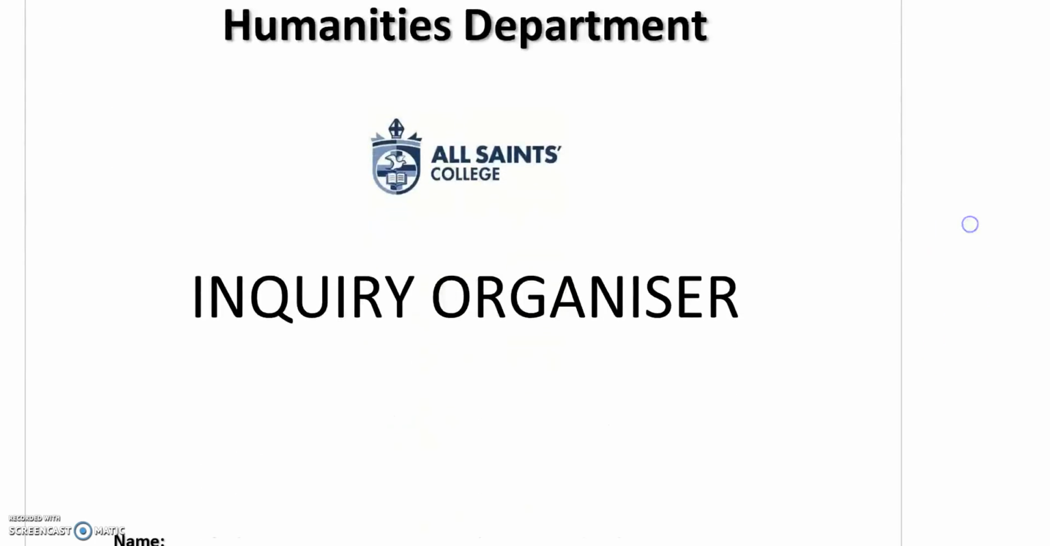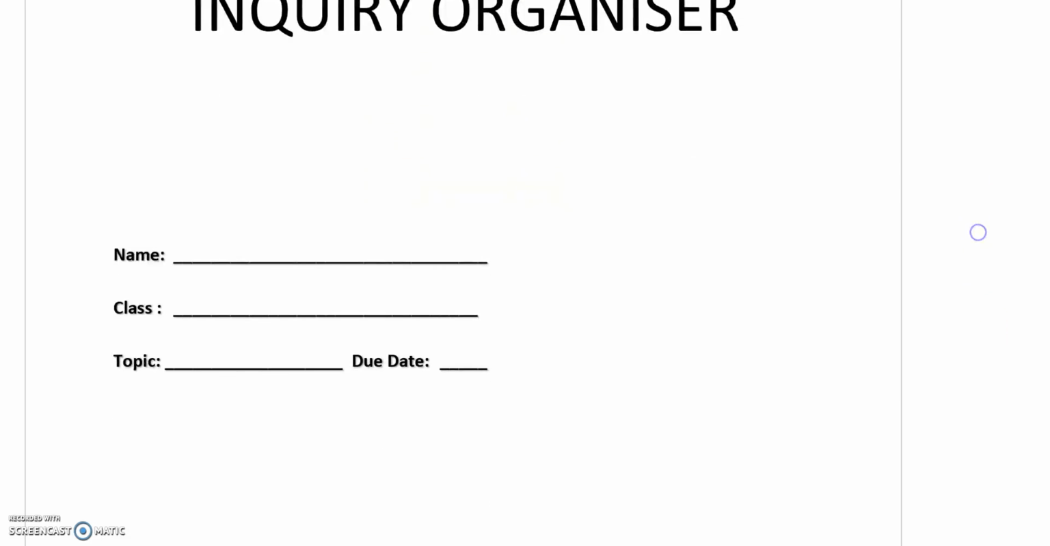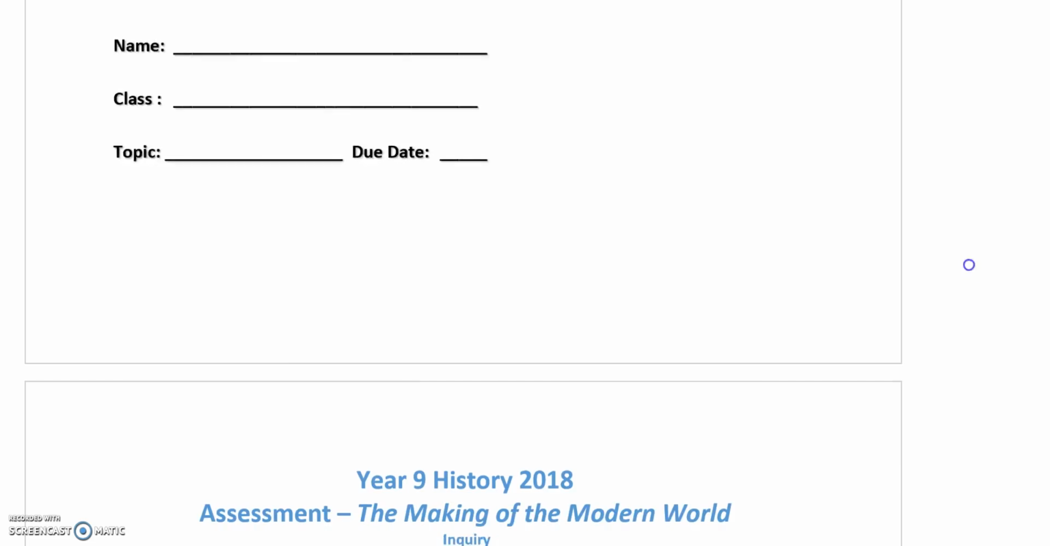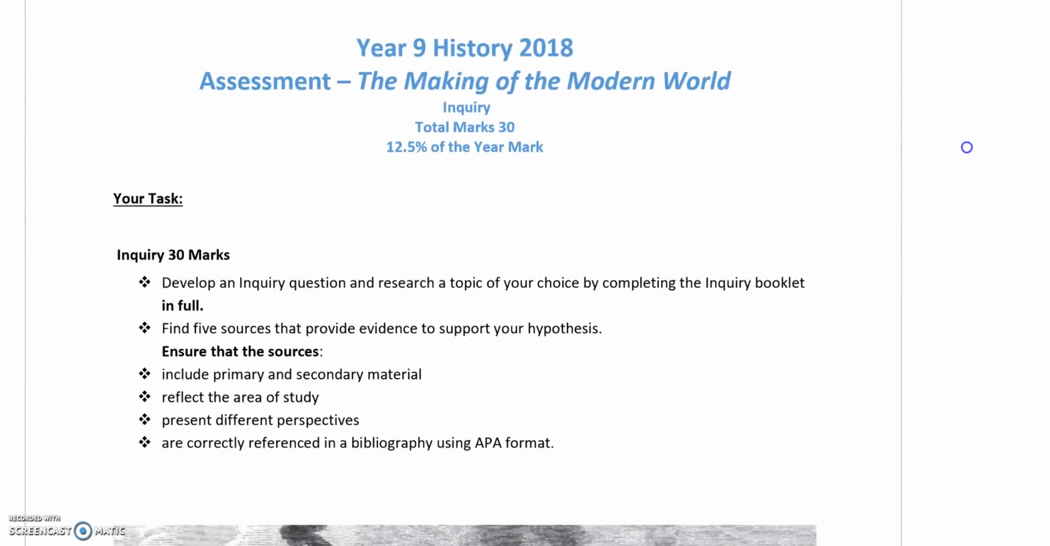The inquiry process is a really important part of history. What you're looking at here is basically the booklet that takes you through that process. So let's have a quick look at the task. We're looking at the making of the modern world. It's an inquiry, worth 30 marks, and we've got to tick a few boxes for that.